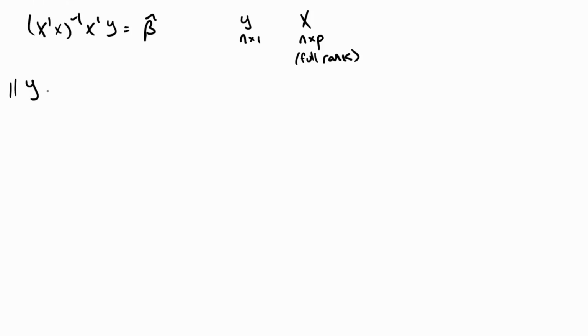Let's consider another way to prove that the least squares regression solution is (X^T X)^{-1} X^T y. That's beta hat. Recall our y was an n by 1 vector, our X was an n by p full rank matrix, and we want to explain the variation in y with linear combinations of the columns in X, and we're going to do that by minimizing the distance between the observed y and the fitted y.